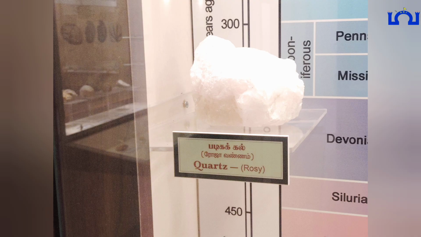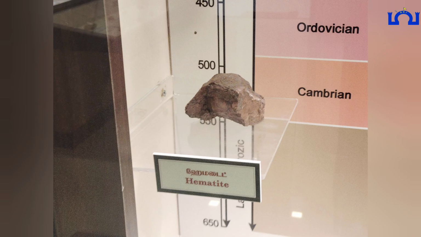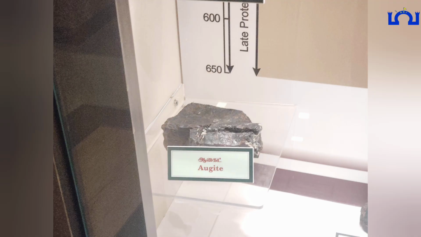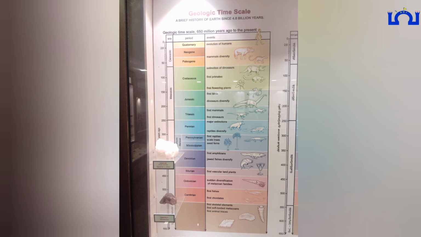This rose-colored stone is the quartz. This is a crystal which is used in clocks also. So when voltage is applied, it gets mechanical vibrations, and vice versa. It is a piezoelectric crystal. The next one is hematite, which is an important iron oxide, the major ore for extraction of iron. This is augite, a silicate mineral with calcium.